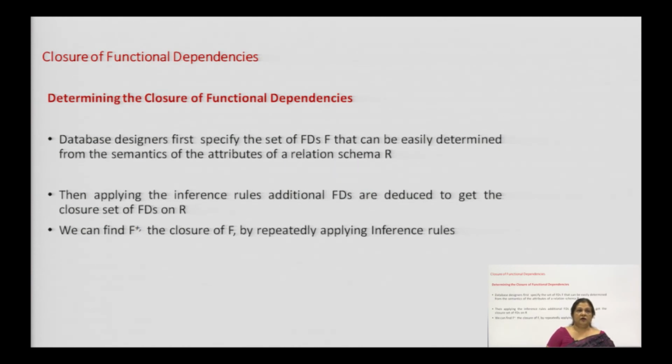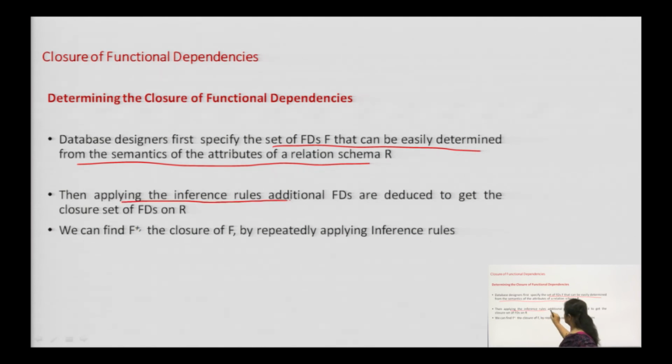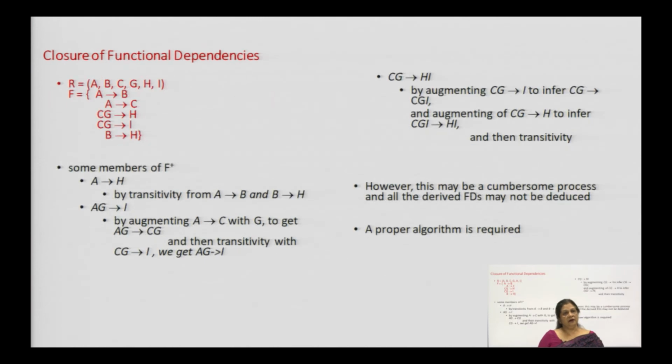Now the closure of the functional dependencies, we just said it is all the given functional dependencies and all the implied functional dependencies. So it's simple. How can we find the closure? Database designers first specify the set of functional dependencies that can be given from the semantics of the attributes. Then applying the inference rules, the additional functional dependencies can be deduced.